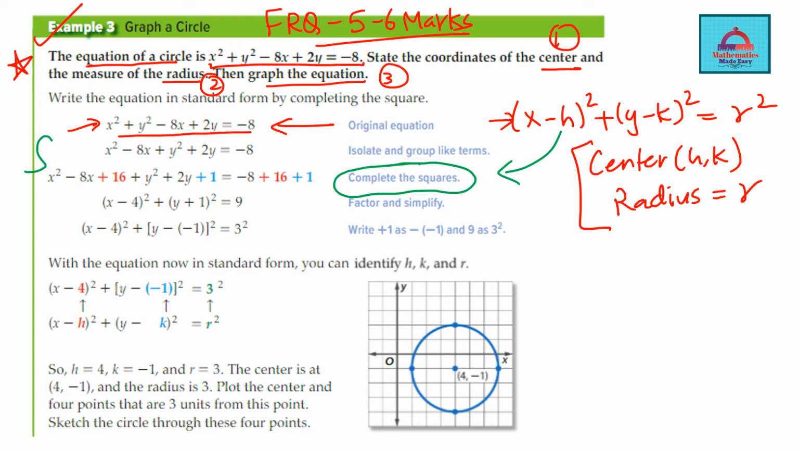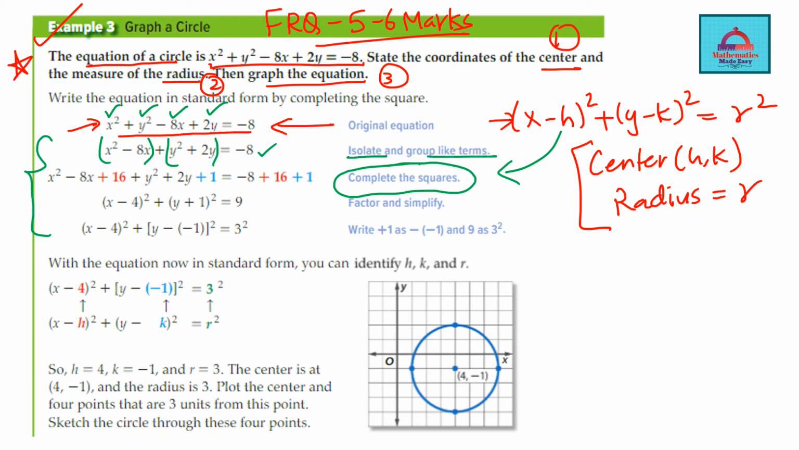So I want you to pay attention, understand this method, and this method is also going to be useful for you when you do equation of parabola. Okay, so first we isolate the x and the y variables separately. So x square will be combined with negative 8x, y square will be combined with plus 2y. So we take them together and we move the number to the other side. So isolate and group the like terms.